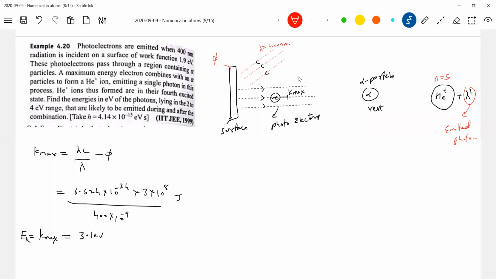What is the energy equation? You're going to write it. Overall energy should be conserved. Initially far away, no alpha particle, no interaction potential. So therefore the energy equation will be the kinetic energy of the incident photoelectron, K, should be equal to, and what is the kinetic energy of the alpha particle? Alpha particle at rest, nothing is there. Then it will form helium plus in n equal to 5, E5, I'll write it, plus the energy of the photon, hc by lambda dash.